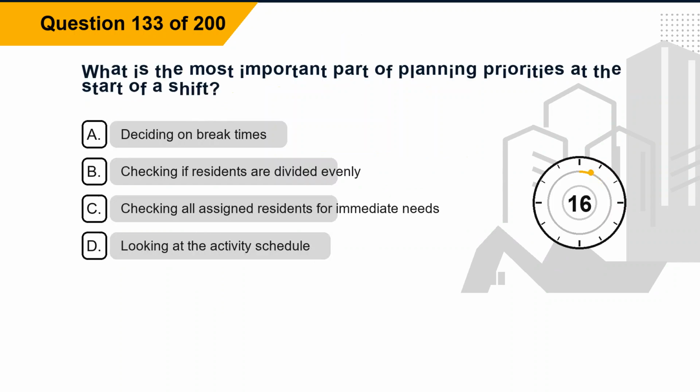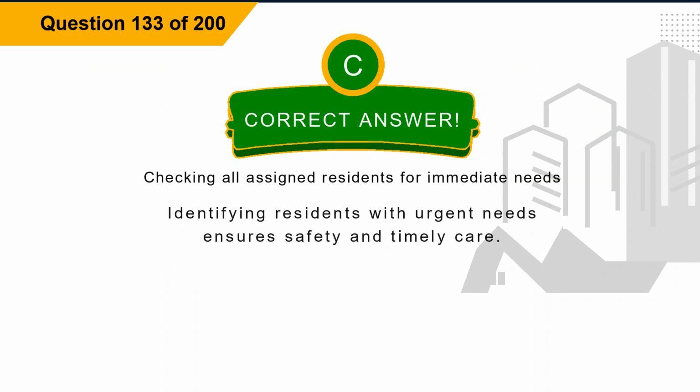Question 133. What is the most important part of planning priorities at the start of a shift? Option A, deciding on break times. Option B, checking if residents are divided evenly. Option C, checking all assigned residents for immediate needs. Option D, looking at the activity schedule. The correct answer is option C, checking all assigned residents for immediate needs. Explanation. Identifying residents with urgent needs ensures safety and timely care.